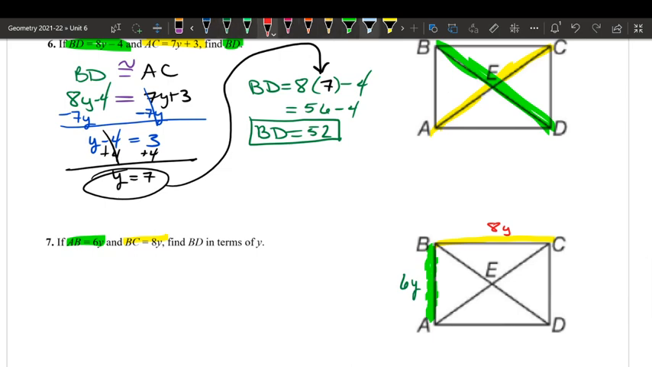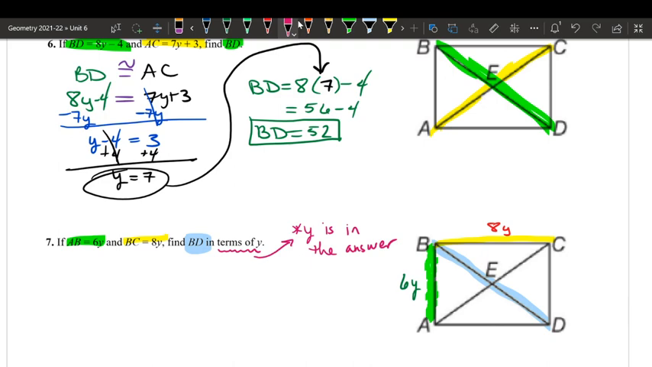And then it says to find BD in terms of y. Whenever you see in terms of y, that means you're not actually solving, that y is a part of your answer. You won't see that very often, but it actually makes it a little bit easier. It means y is in the answer, so you're not solving for an actual number value.